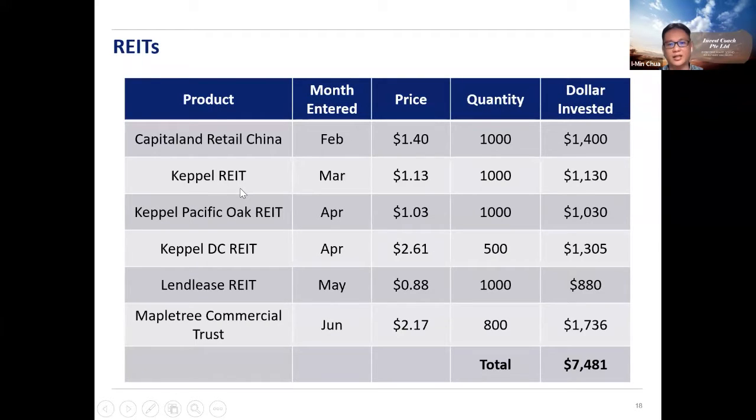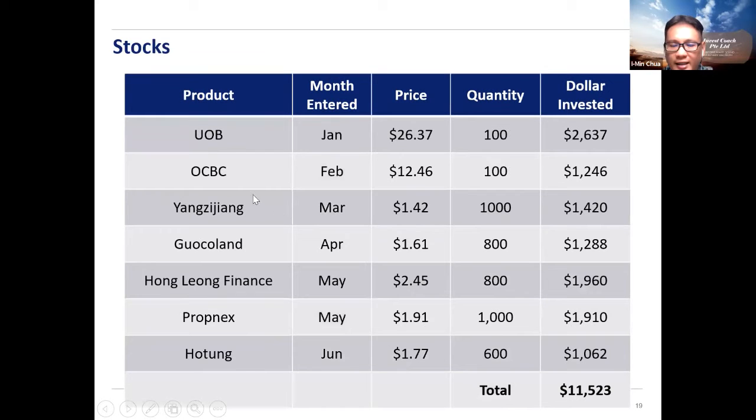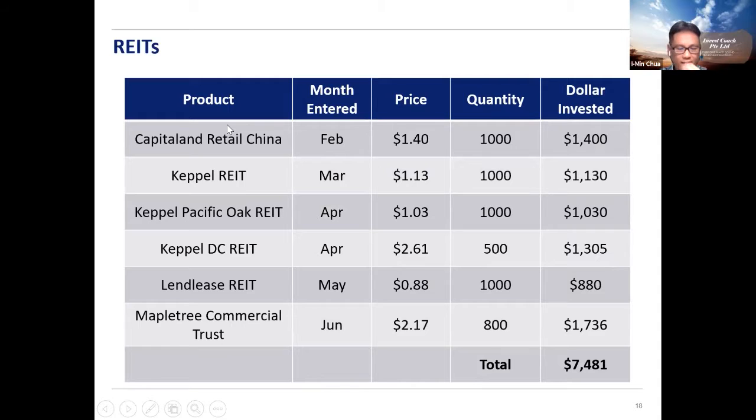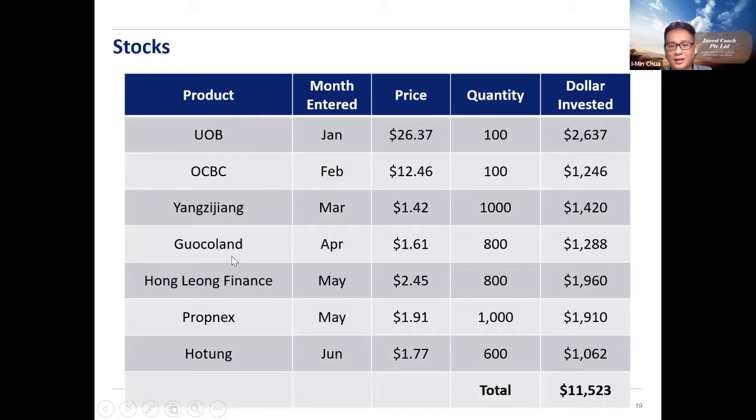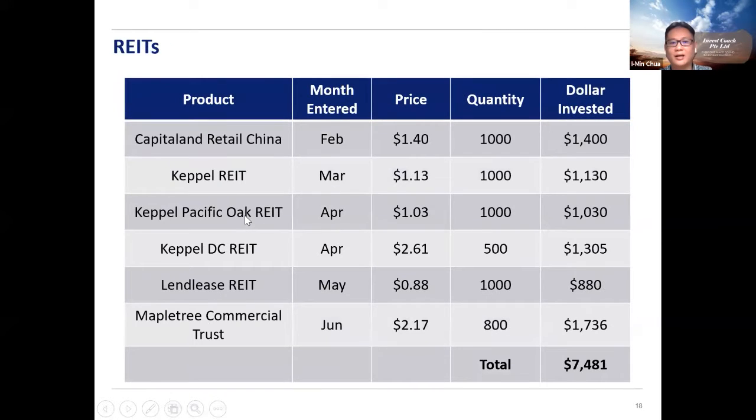For REITs, these are the REITs. I've been buying REITs every month except last month, building up my REITs portfolio. And these are my stocks. As you can see, as long as I can buy something different, I will buy something different. I will not repeat buying the same REITs or the same stocks. I try to avoid that, and so far I have been able to do so.